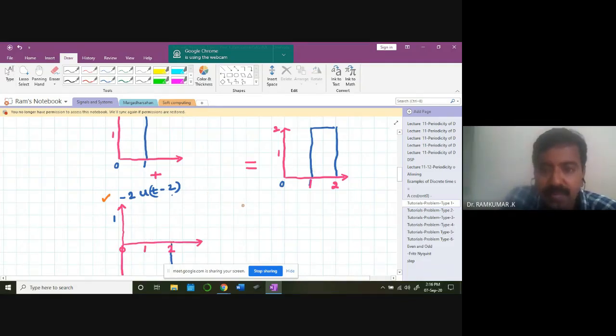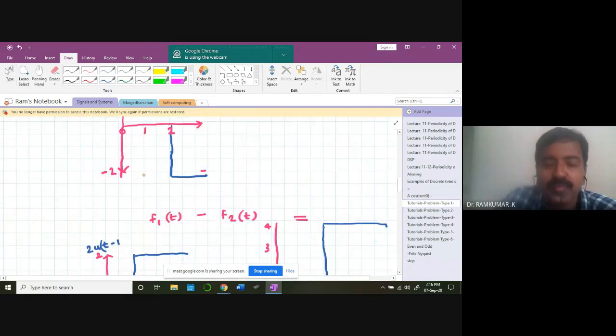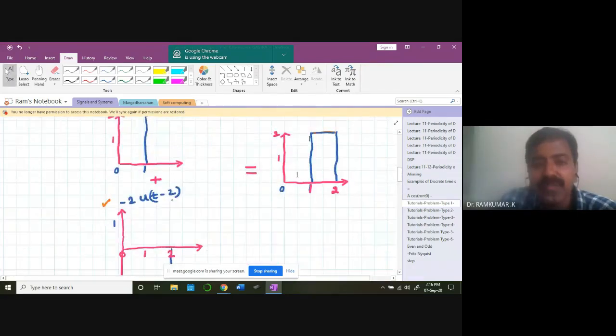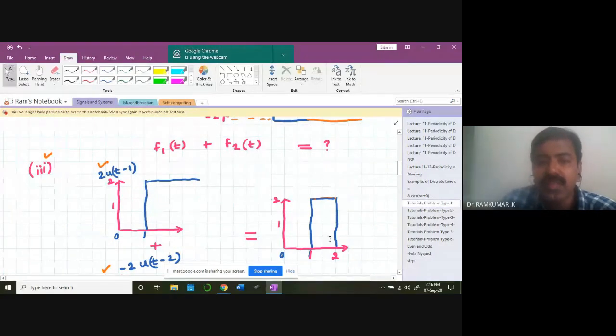Till the second unit, it's going to be like this. No problem. But again, at the second unit, unit 2, what is happening? It's going down by minus 2. So naturally, this signal, with plus 2 going in this way, it's going to pull down by 2 units. So naturally, it's going to come down. So that's what this signal is.